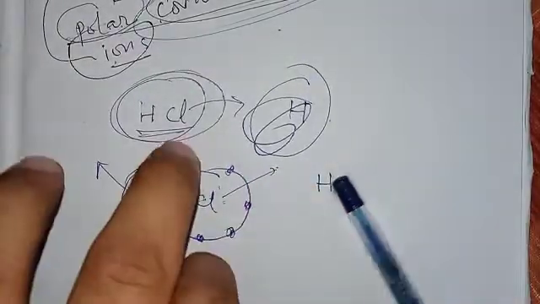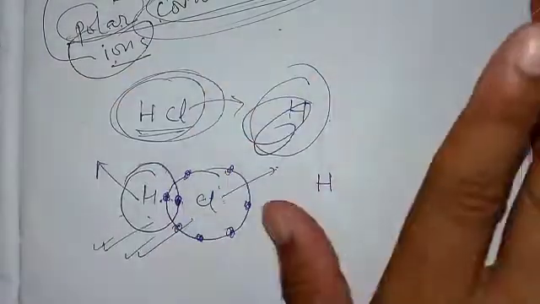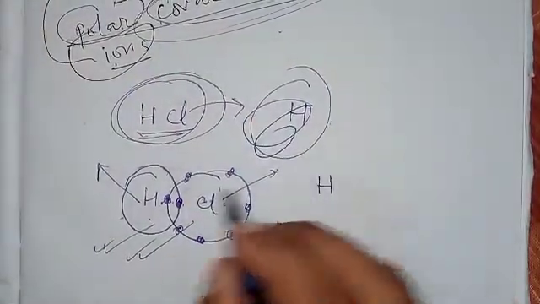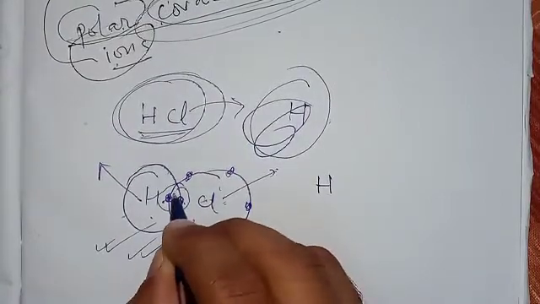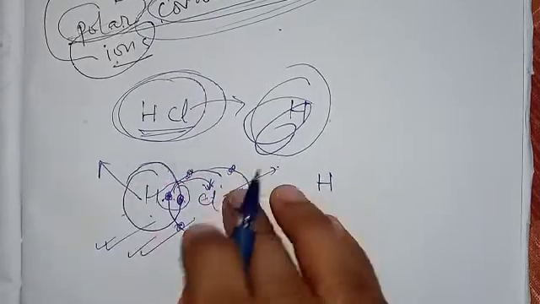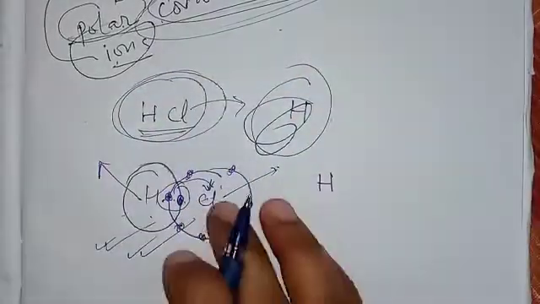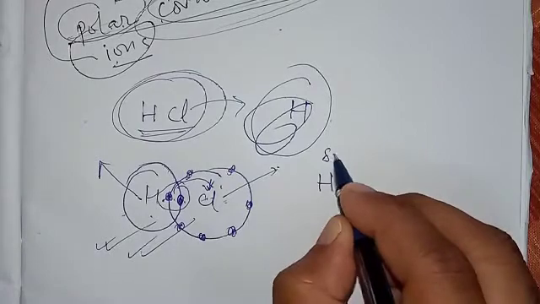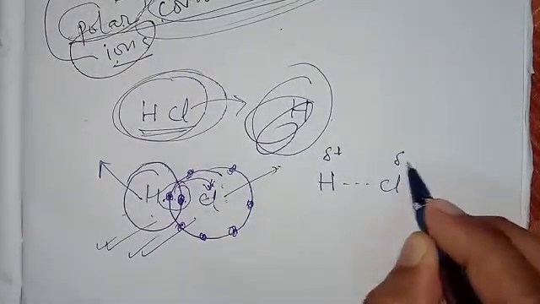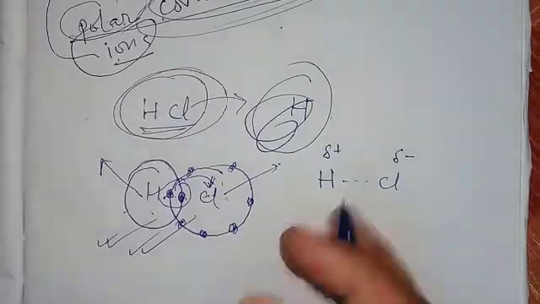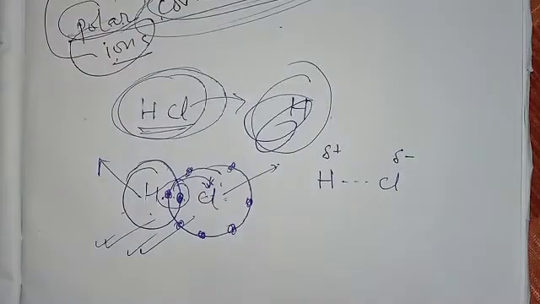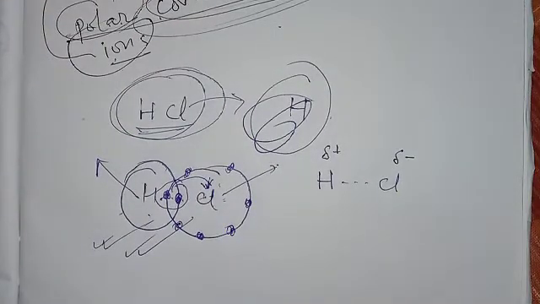Hydrogen has the tendency to lose electron, and chlorine has the tendency to attract electron, and that is why the shared pair of electrons will be most of the time towards the chlorine atom, closer to the chlorine atom, thereby giving a slight positive charge to the hydrogen atom and a slight negative charge to the chlorine atom. This is how polar covalent compounds are represented.